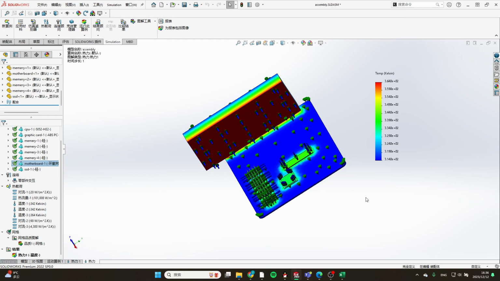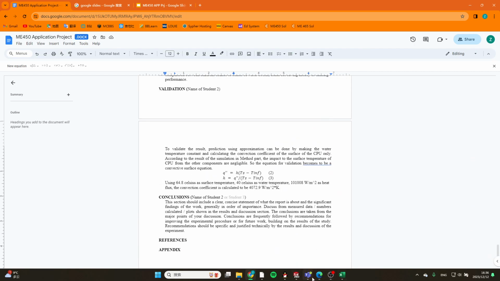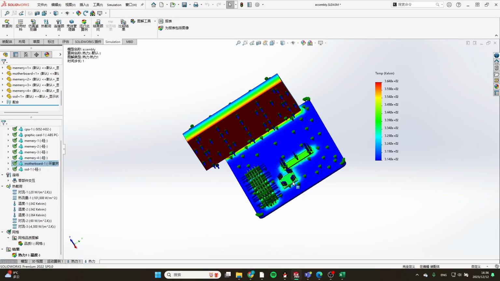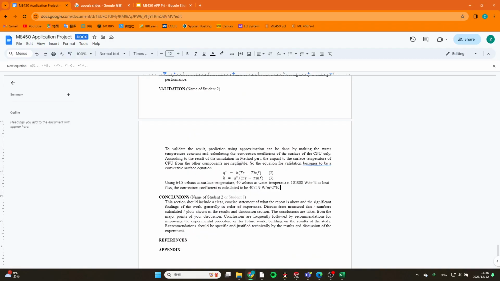So we got our validation process. The only thing we need to do is to calculate the surface temperature of this one and the surface condition, like the convection. Calculate the convection heat transfer coefficient of the surface using this equation. Move it to here, and we'll get the value. So the result is around 4100, a little bit smaller than the tested value.